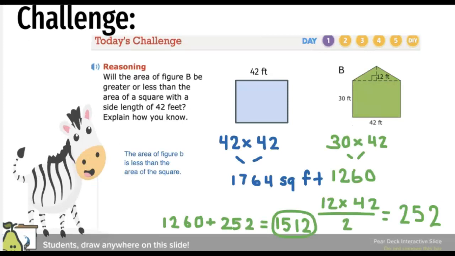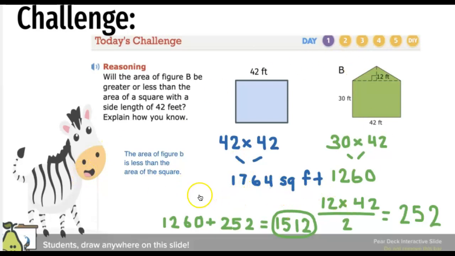So here's one of the answers of my student. If you look over here, she did 30 times 42, which is 1260. And then she did 12 times 42 divided by 2. So she solved for the triangle. Since it is 12 times 42 divided by 2, that gives you 252. The total is 1512. And the area of the square is 42 times 42, which is 1764 square feet.